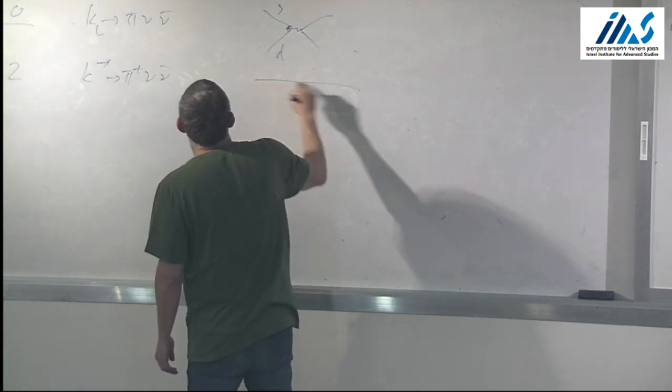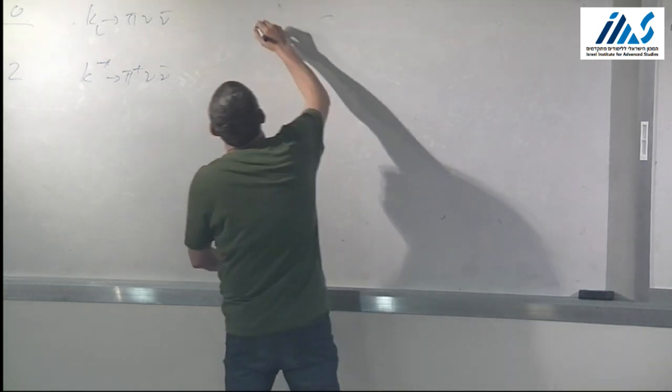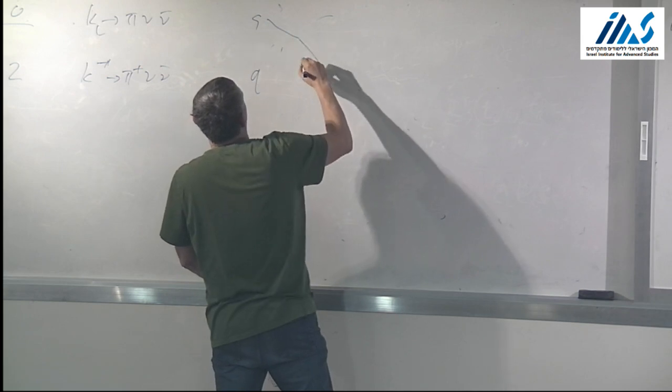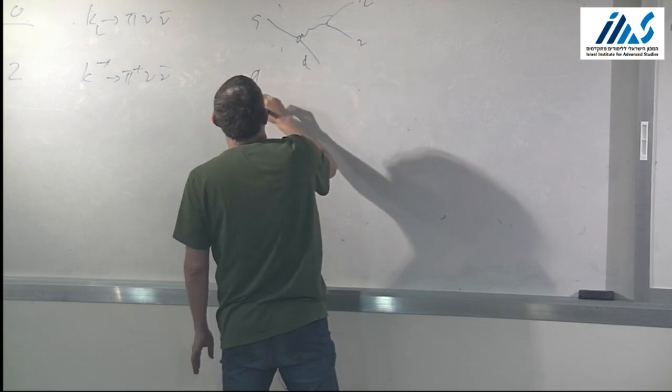And all I care about is the spectator. So let me do it like this. I start with an S and a Q. And this S decays into a D, and the Z decays into two neutrinos. And the Q goes like this.